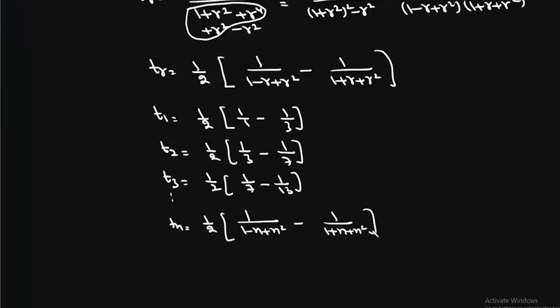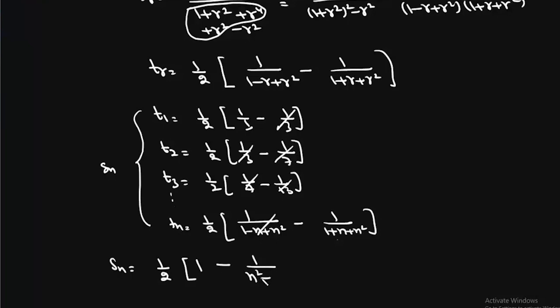Now if we add all these terms, we'll get the sum of the first n terms. So Sn is basically the sum of t1 plus t2 up to tn. Now if we add them, these successive terms will cancel, and what we're left with is the first term and the last term. So this Sn will be 1 by 2 into 1 minus 1 upon n square plus n plus 1, or simply n square plus n upon 2 into n square plus n plus 1. And that is the answer to this question.